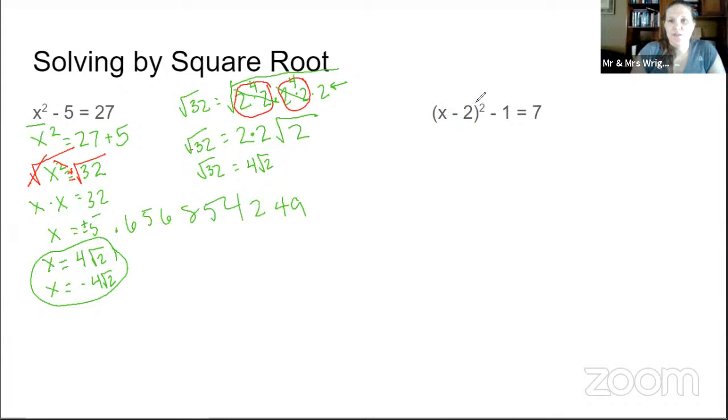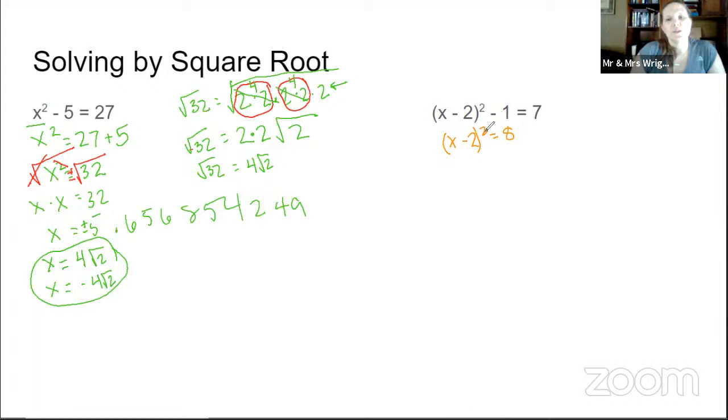I need to get x minus 2 squared by itself. I have to get rid of this -1 and move it from the left to the right. And when it switches sides, it's going to switch signs. So I'm going to have x minus 2 equals 7 plus 1 because it's switching sides. So that's just going to be 8. Okay. That's squared. I can't forget to write that.